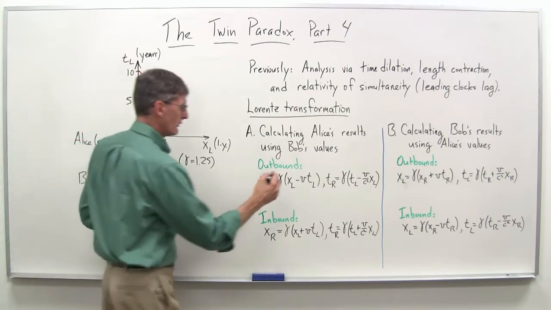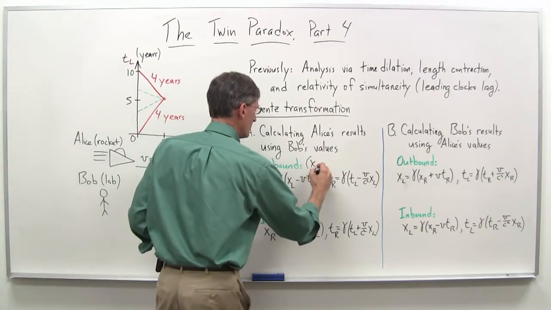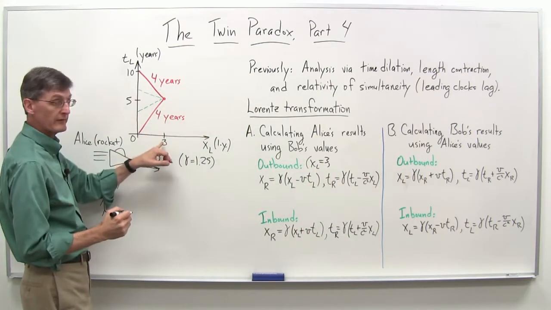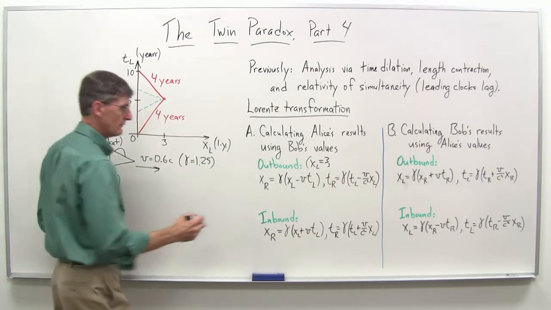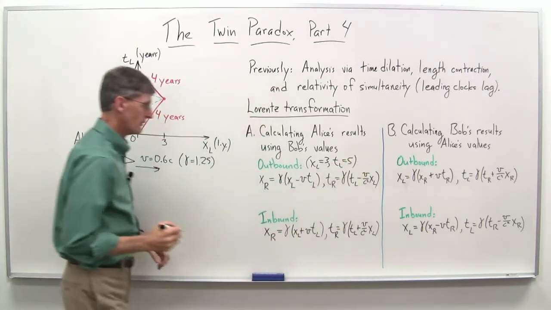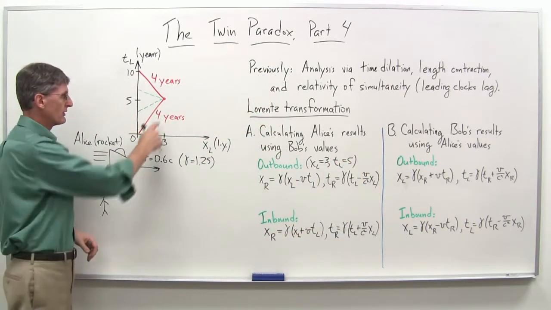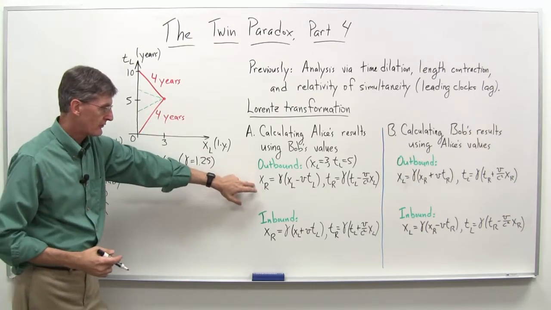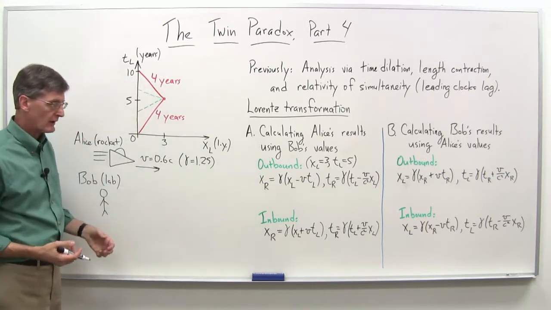We'll just put this in. So we'll say xL equals 3 light years, right there. And then the time, tL, equals 5 years. And so that's for the outbound trip. So the question is, okay, those are Bob's measurements right there. What are the measurements x and t for Alice in the rocket at that point?